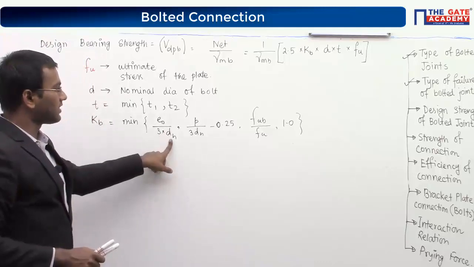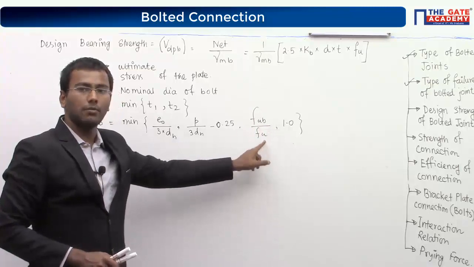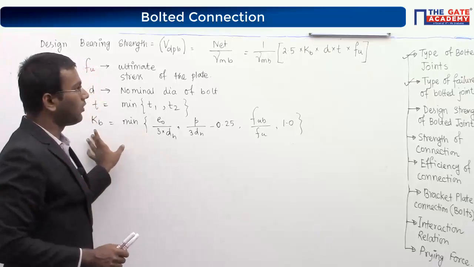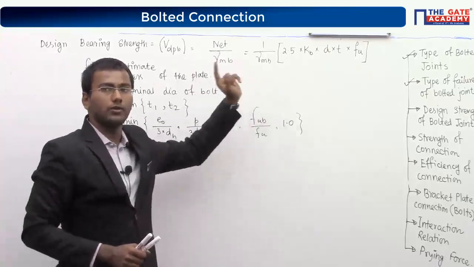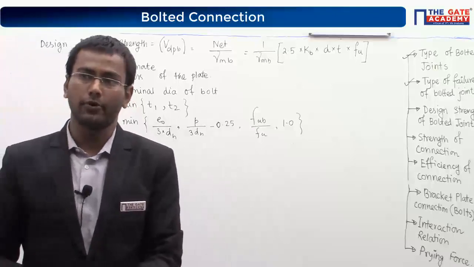DH is your hole diameter, Fub is the ultimate stress of the bolt, and Fu is the ultimate stress of the plate. So I guess everyone can find out the answers. From here you can find out the value of Kb, and you can find out the value of this one. Now the question arises. This is a very tricky and important question for interviews.